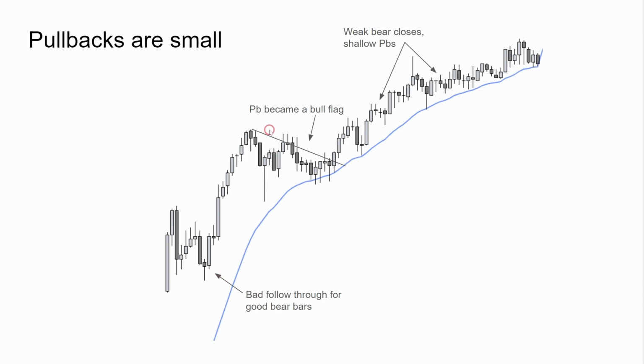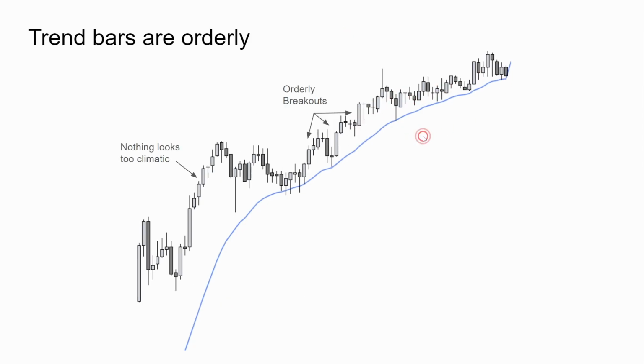and above the EMA. Pullbacks become a bull flag. Here we can see this pullback is hard to trade for the bears, and they find support on the EMA, and it breaks out. The bear bars are very shallow, and they represent pullbacks. The trend bars are orderly. Here we can see another spike. It doesn't look too climactic, and they're all about the same size.